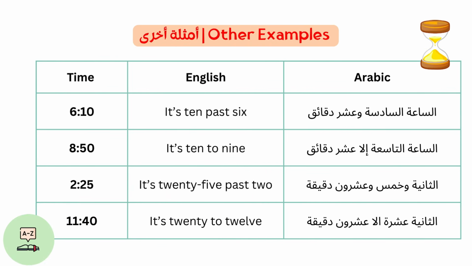Now, let's look at some more examples. Like, it's 6:10. Or, it's 8:50. You can also say, it's 2:25. And it's 20:12. Notice how we say past for after the hour and to for before the next one.